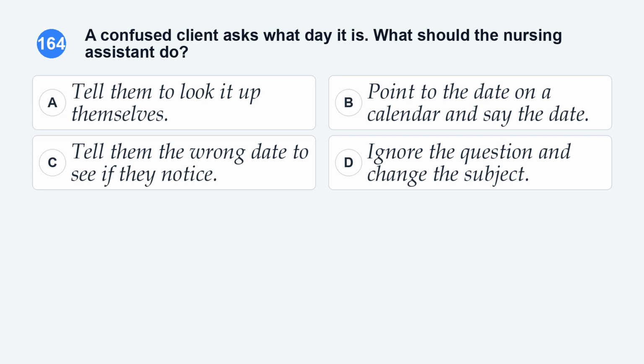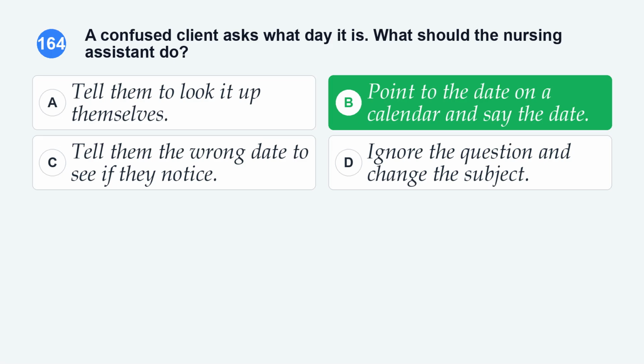Question 164. A confused client asks what day it is. What should the nursing assistant do? Option A. Tell them to look it up themselves. Option B. Point to the date on a calendar and say the date. Option C. Tell them the wrong date to see if they notice. Option D. Ignore the question and change the subject.